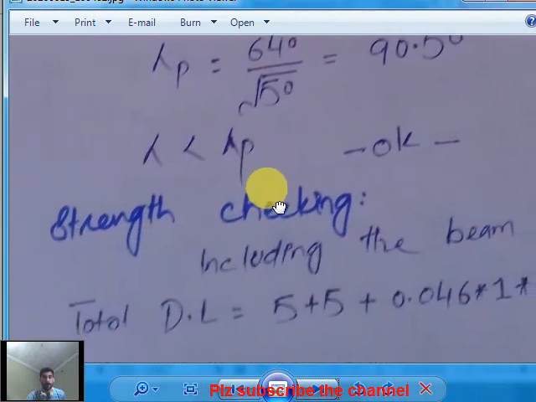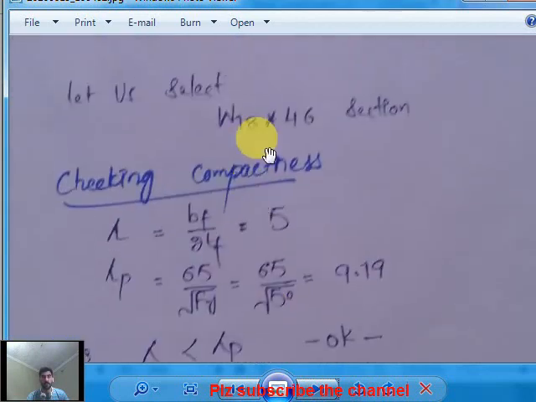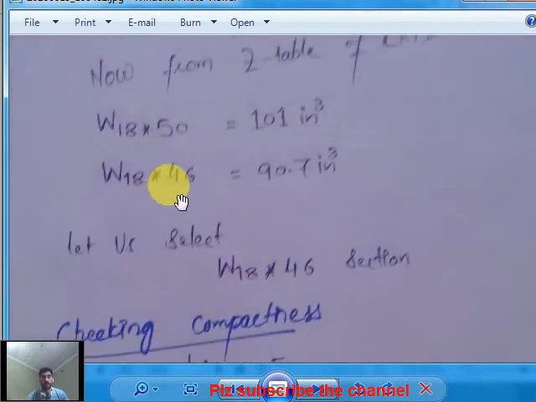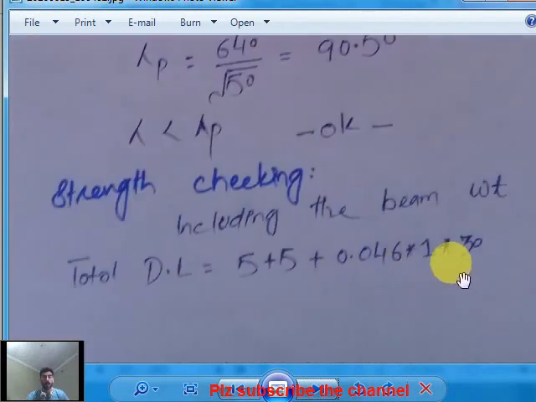Now, strength checking, including the beam weight. Total dead load 5 plus 5, there are external dead loads, and now we have to add the UDL. You can say this is the weight of the beam, 46 pounds per foot, because we are using this section. So divide this by 1000, and multiply it by 30, and it will give you the total dead load.